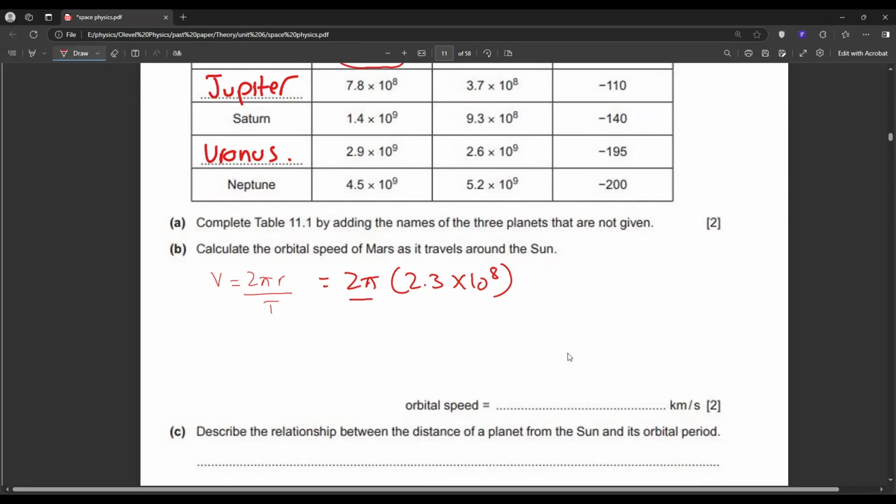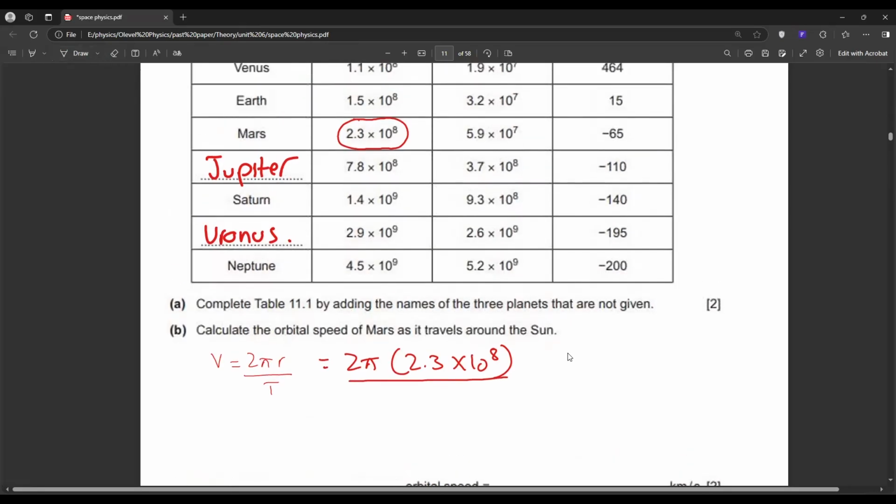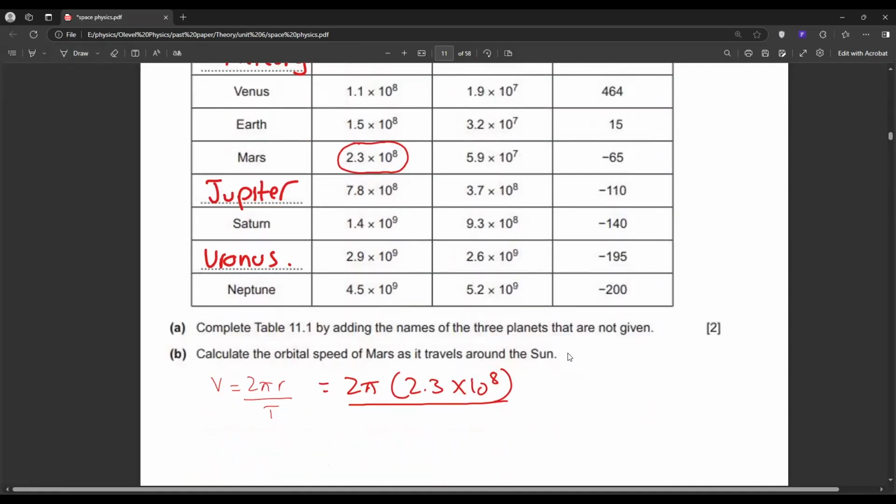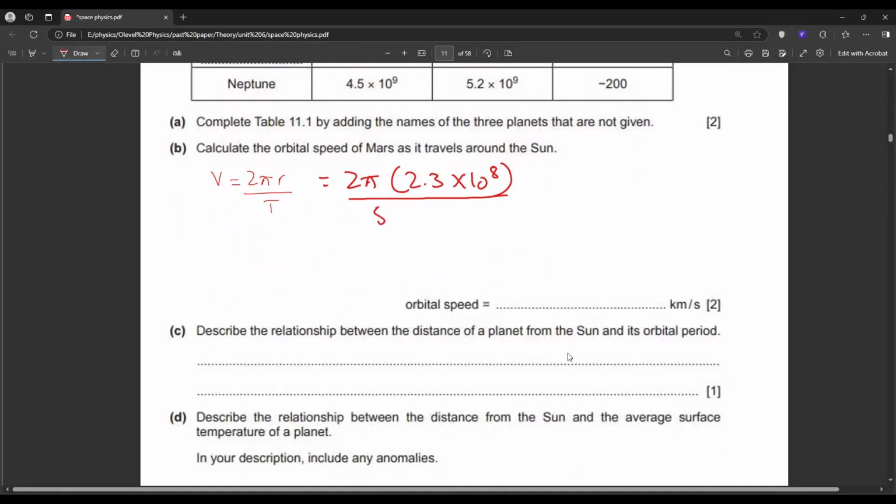Okay. What is your orbital period T? If you see here, this is your orbital period, 5.9 into 10 raised to the power of 7. Let's calculate the orbital speed. 2 pi into 2.3 into 10 raised to the power of 8 divided by 5.9 into 10 raised to the power of 7. The answer comes out to be 24.5 kilometers per second.